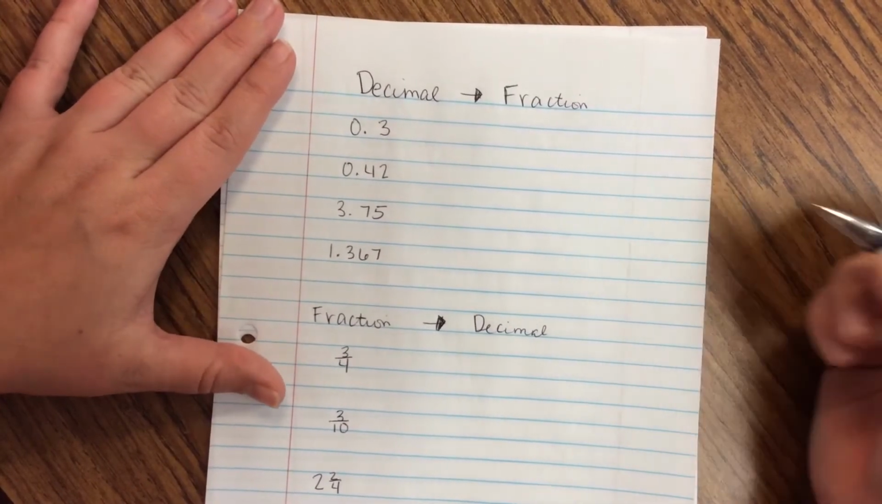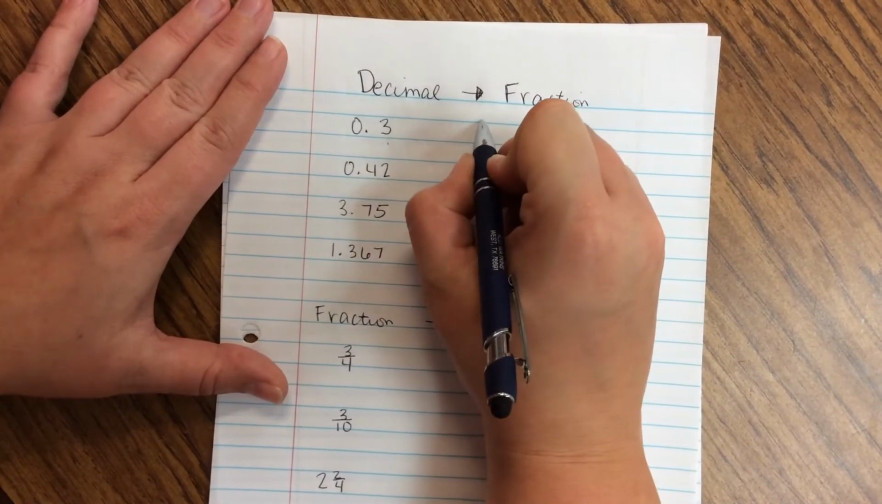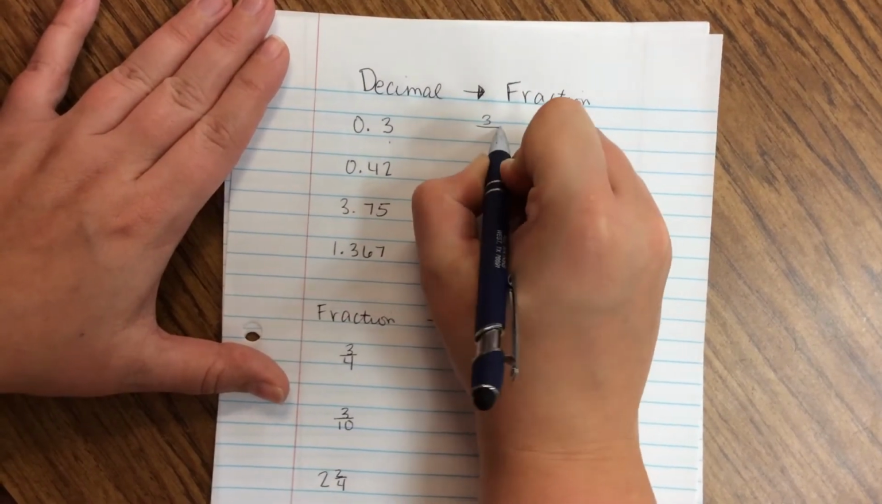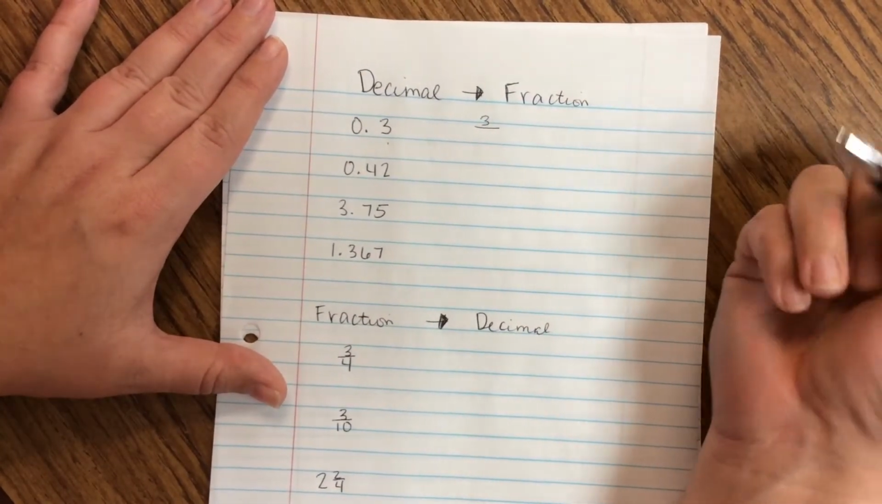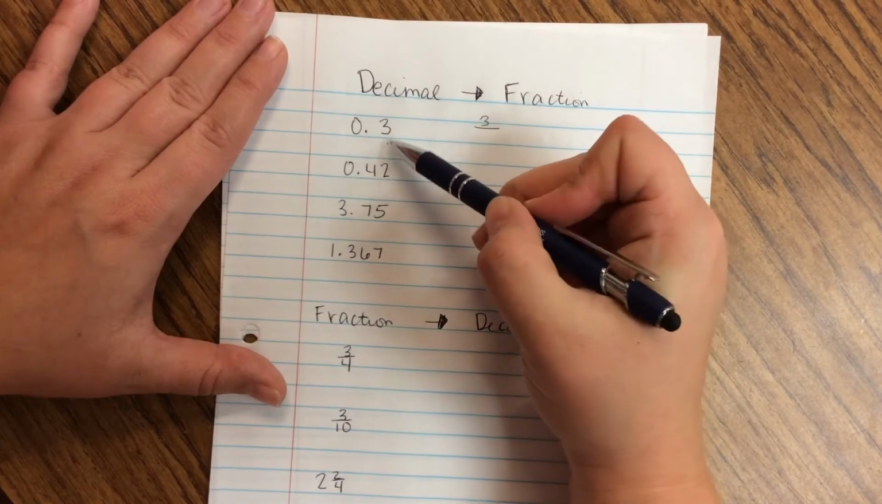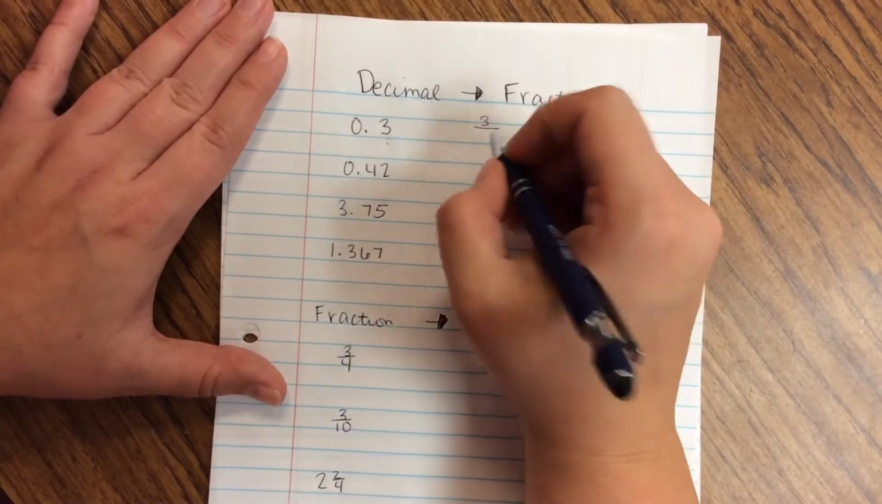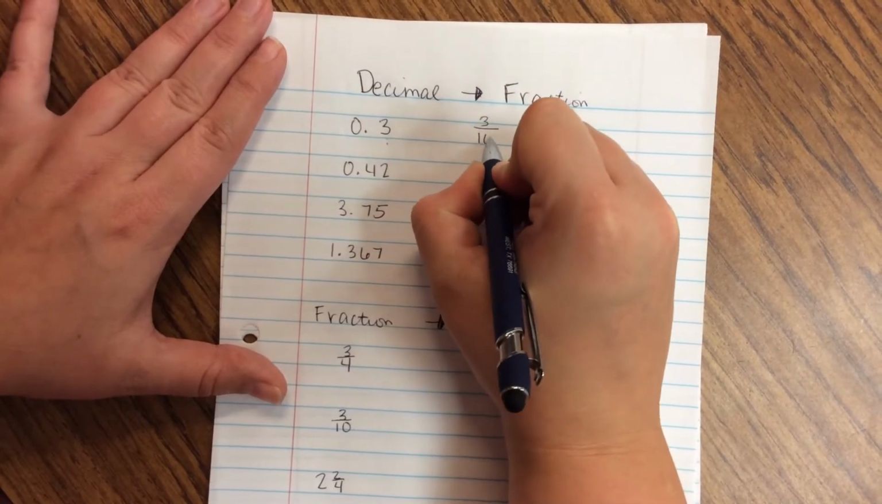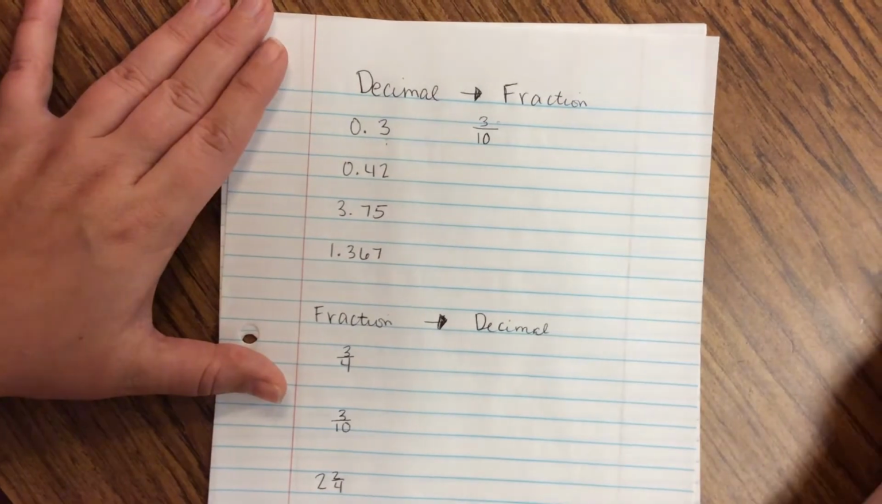When going from a decimal to a fraction, we are taking our decimal number and it's going to become our numerator. So my decimal is 3. That becomes my numerator. And then I have to know what place value that 3 is in. This 3 is in the tenths place, so my denominator would be a 10. 3/10.